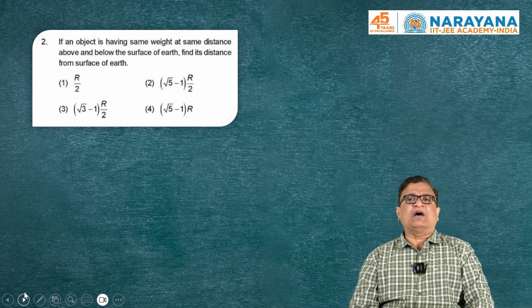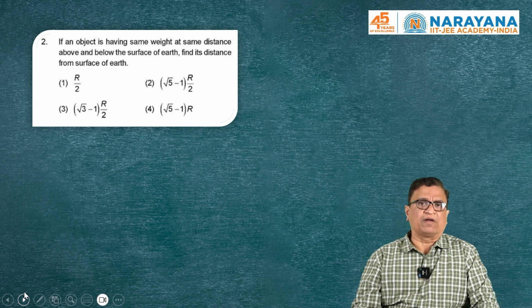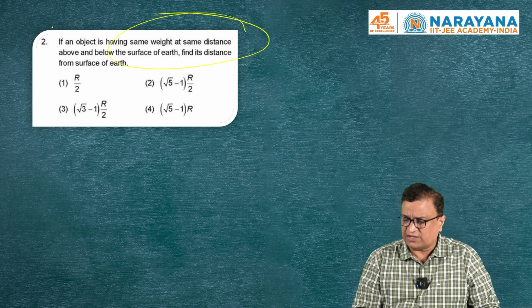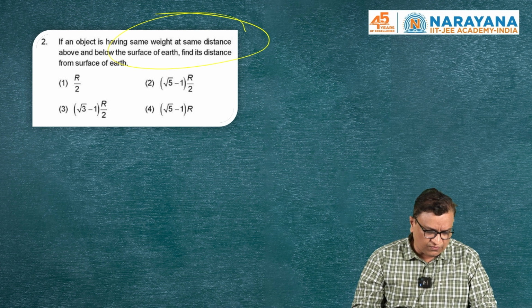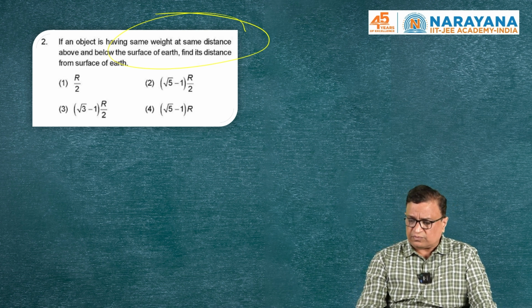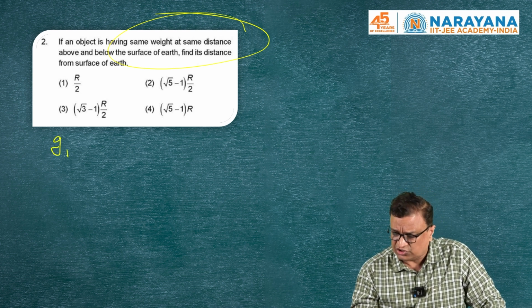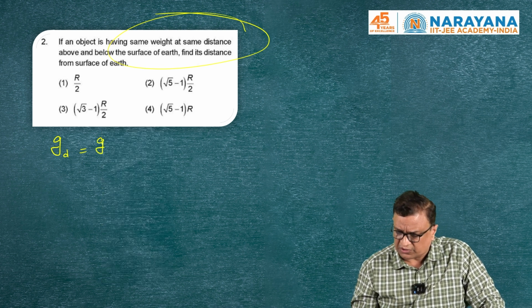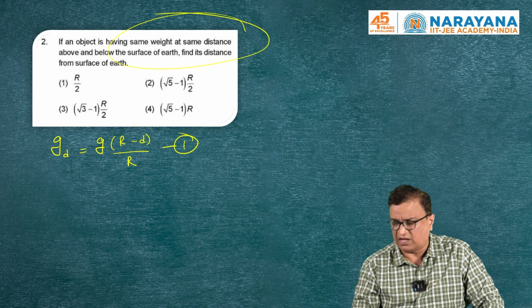Every session, we have a question from this particular part, variation of g with height and depth. The condition given is same weight, same distance above the surface, same distance below the surface. So above the surface, you will write the relation g_d is g times (R minus d) by R. Remember, this is the first equation.